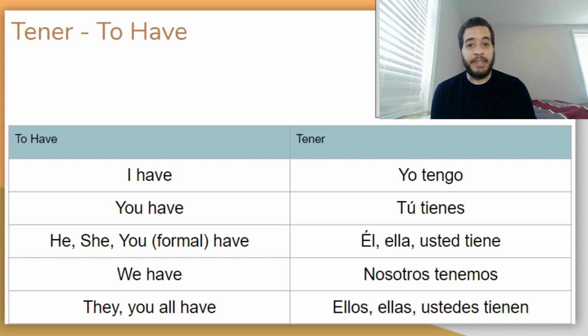Now we're going to talk about the verb tener. So tener means to have. It's irregular, meaning that you can't use the usual conjugation rules to change it from person to person. Let's take a look at the chart and go through the conjugations together. So to have, tener. I have, yo tengo. You have, tú tienes. He, she, or you formal have, él, ella, usted tiene. We have, nosotros tenemos. They or you all have, ellos, ellas, ustedes tienen.